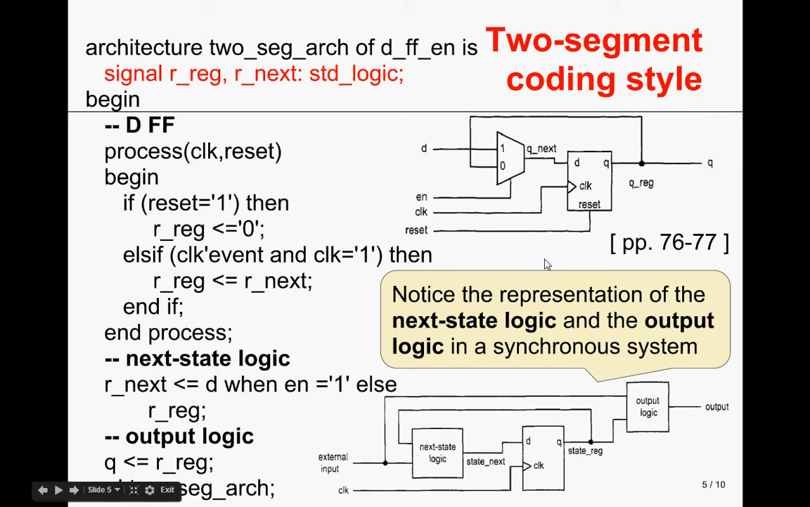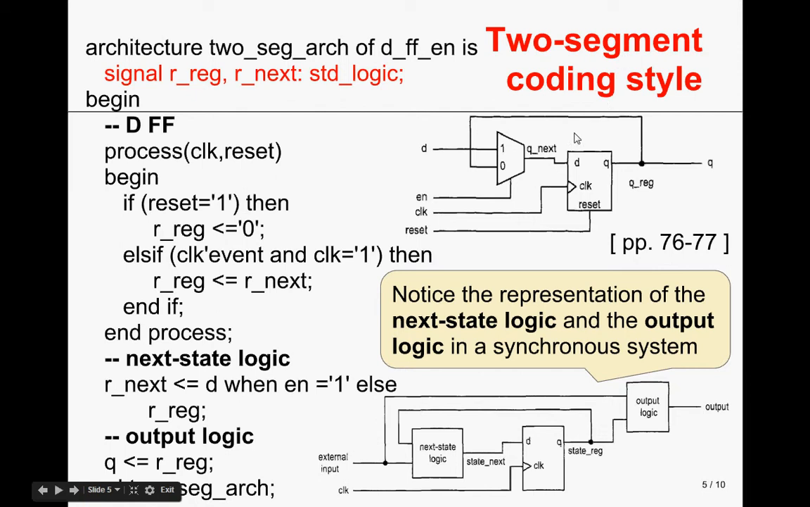Now this same structure can also be represented using what is called a two-segment coding style. Now this is a very important coding style that we will use repeatedly through our course, and which is also used many times throughout the book. So it is important that we understand what this represents.